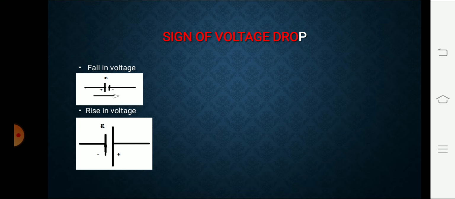If the branch AB is traced from A to B, then a drop across it must be considered as a rise and be taken as plus IR while writing the equation. While tracing a closed path, if you go from the positive marked terminal to the negative marked terminal, the voltage must be taken as negative. This is called potential drop.